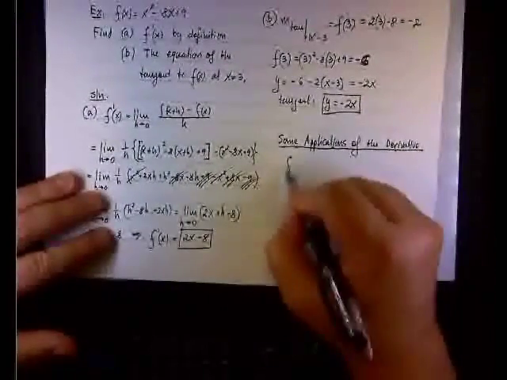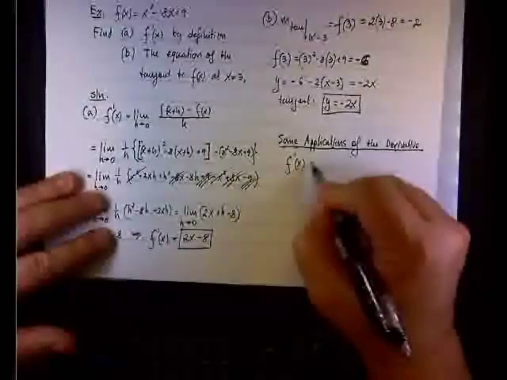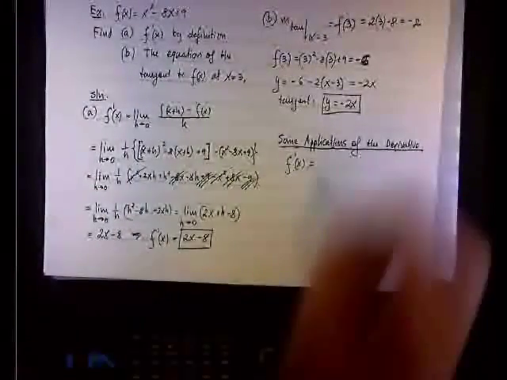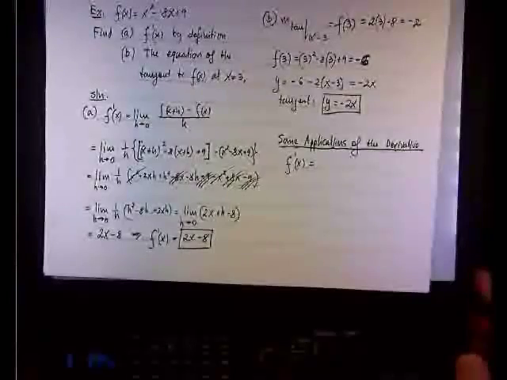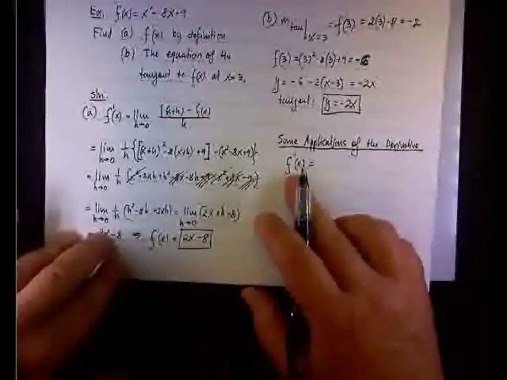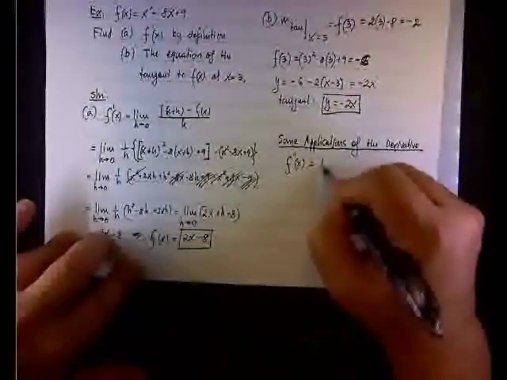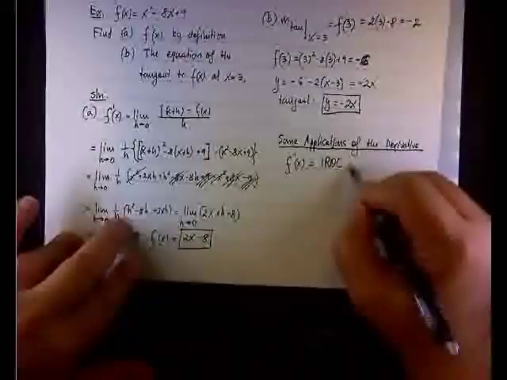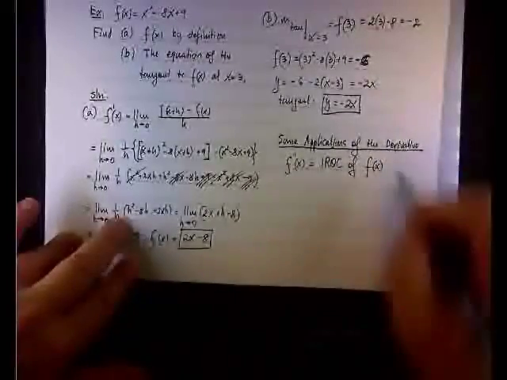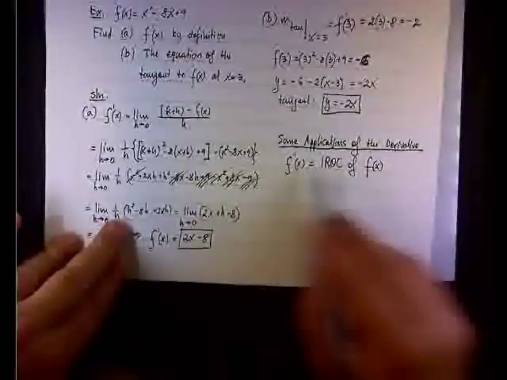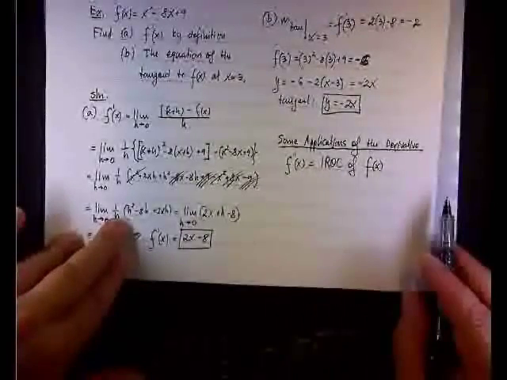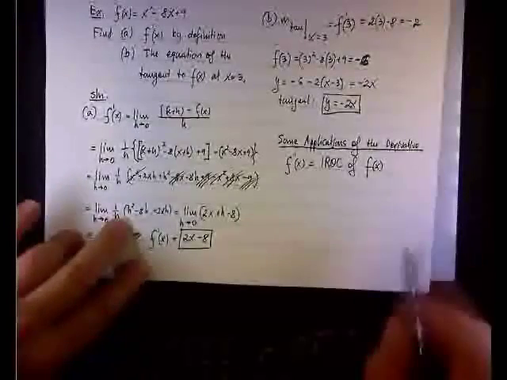First of all, the first thing that we saw is that if the slope of the secant is the average rate of change, then f prime of x really will be the instantaneous rate of change of f of x. Okay? In particular, at any point x equals a, f prime of a will be the instantaneous rate of change at that point.